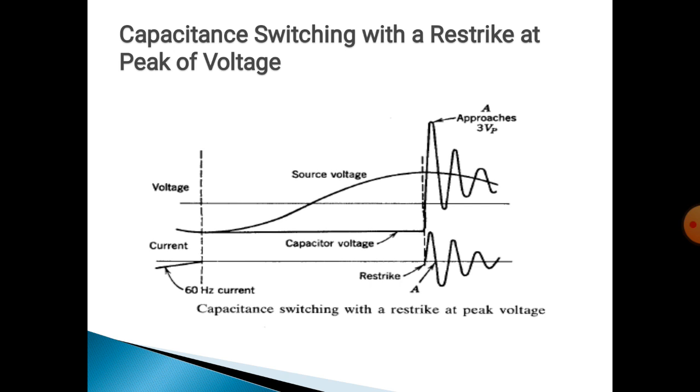This is a circuit waveform of capacitance switching with a restrike at a peak voltage. In this circuit we have considered a restrike that takes place when the voltage reaches its peak value. At this instant, the capacitor voltage is subjected to oscillation due to this disturbance.